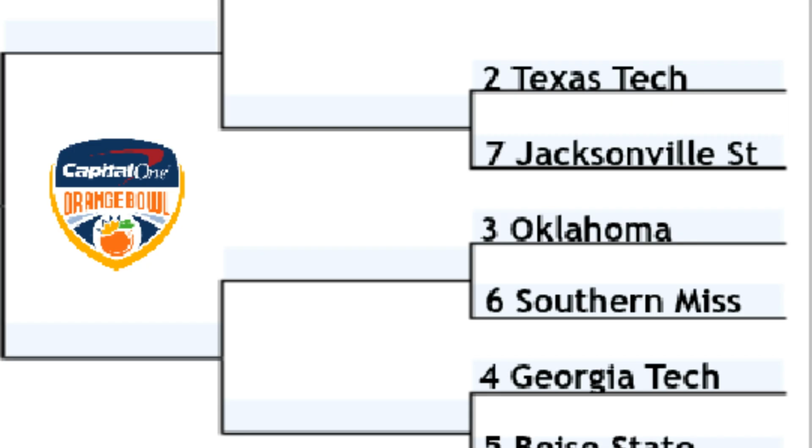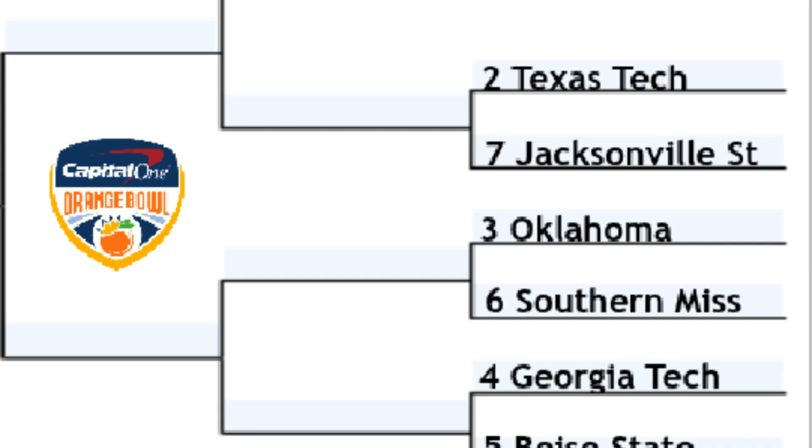The 2 seed would be the Texas Tech Red Raiders, who will be in the Big 12 championship game right now against BYU, a team they just actually manhandled this past week. They are now up to number 6 in the college football playoff ranking. They would host the Jacksonville State Gamecocks, who would be slated to play in the Conference USA championship game.